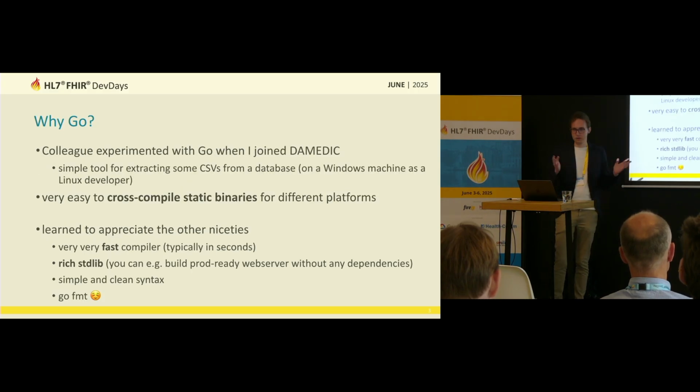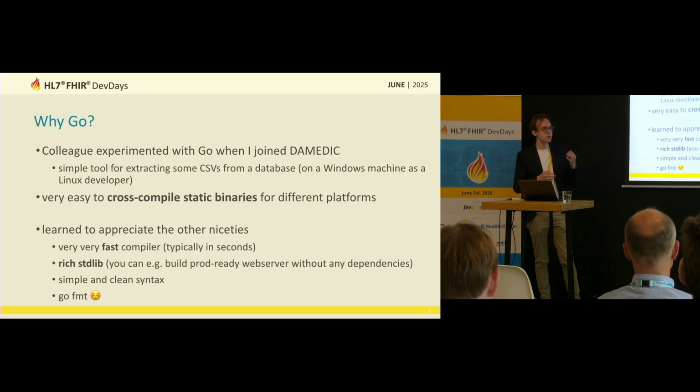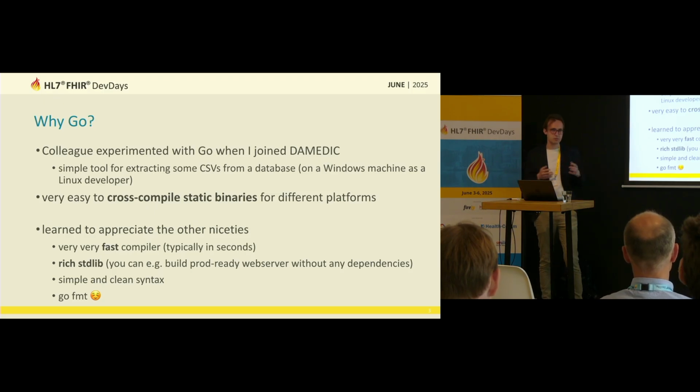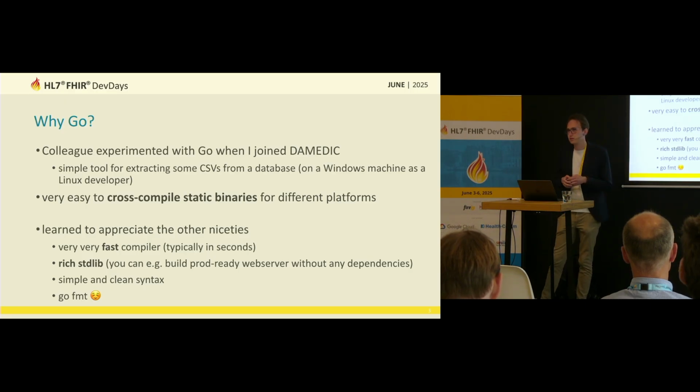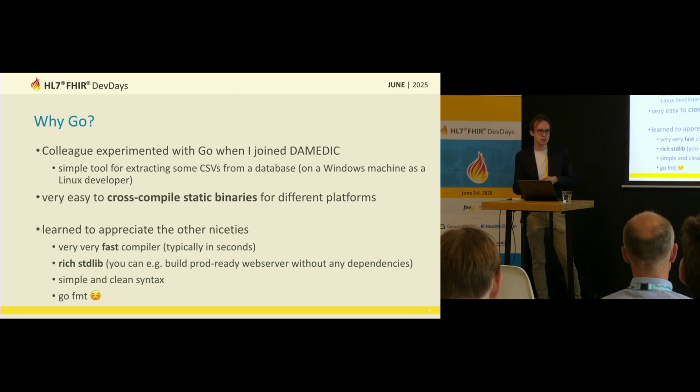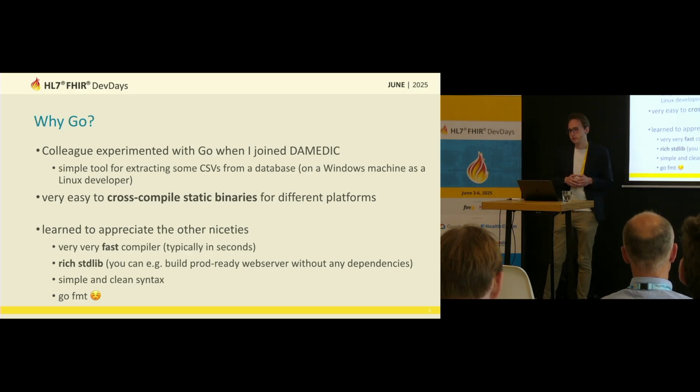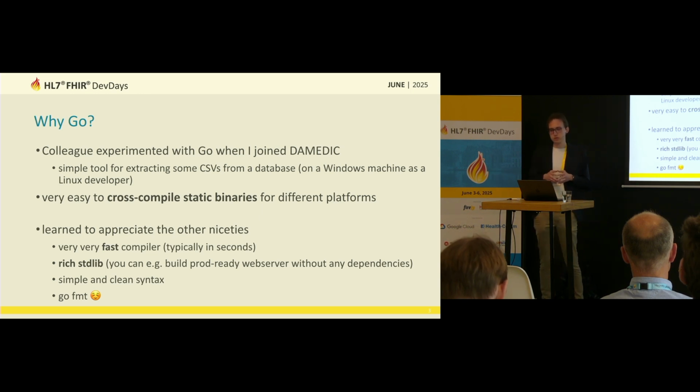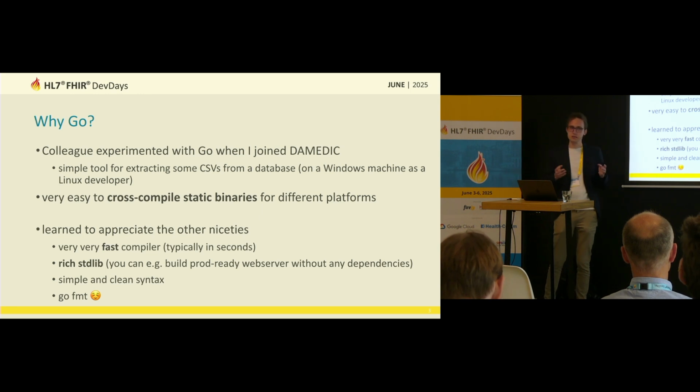And then the other question, why Go? When I joined the company, a colleague of mine just tried around a little bit with Go. I think his concrete use case was he just needed to generate some CSV reports from a database. It needed to be running on a Windows machine. All the developers at our place are working on Mac or on Linux. So he looked for different options and found that Go can easily cross-compile static binaries for other platforms.